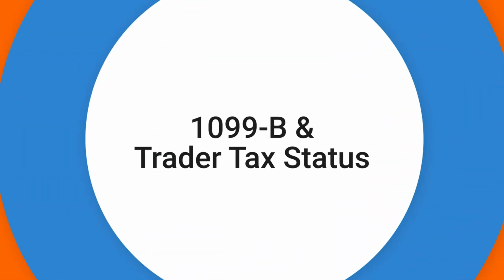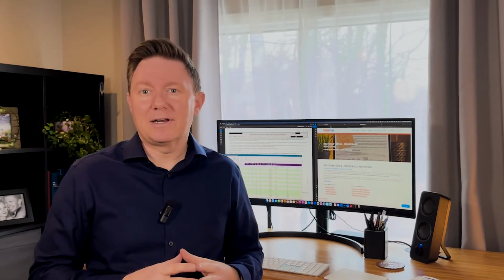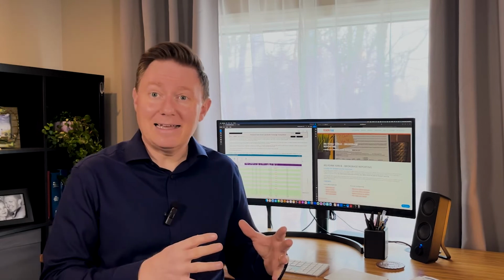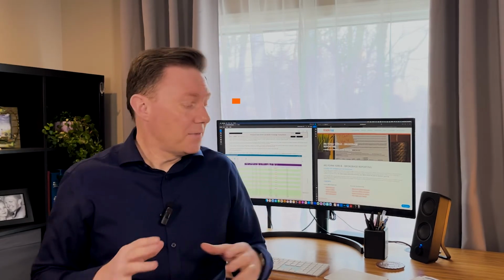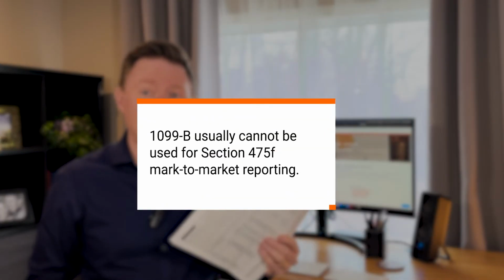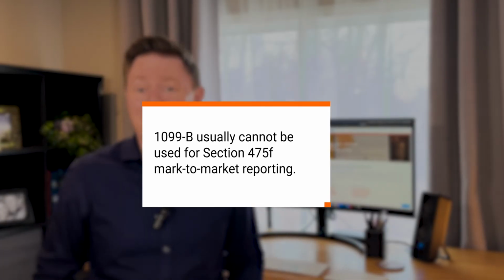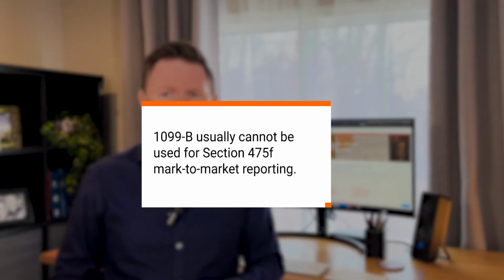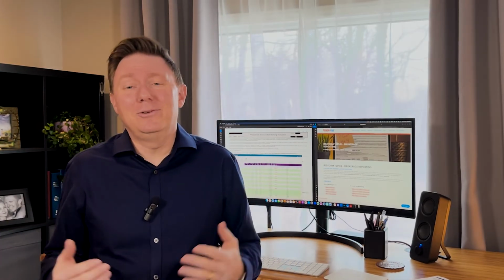One more thing. If you are a trader who has elected Section 475F, trader tax status, you now use the mark-to-market accounting method and treat your trading gains and losses as ordinary income. The problem is the 1099-B has no mechanism for reporting with this method. Now, some brokers, if informed by the trader, will generate a 1099-B with no wash sales, but it doesn't have the needed mark-to-market adjustments for the start and end of the year, making it almost useless for tax reporting.